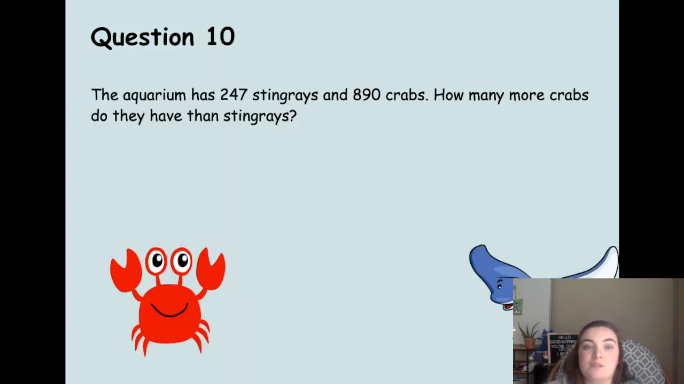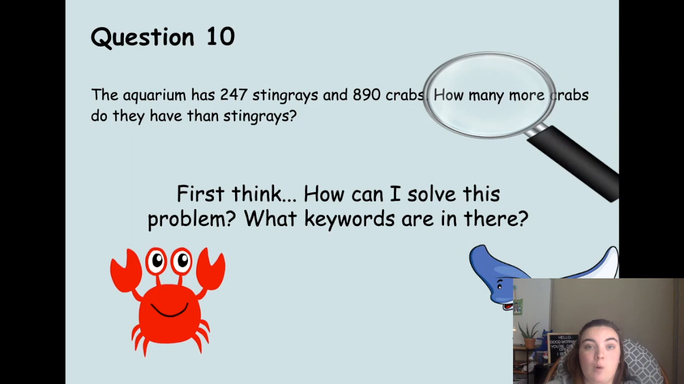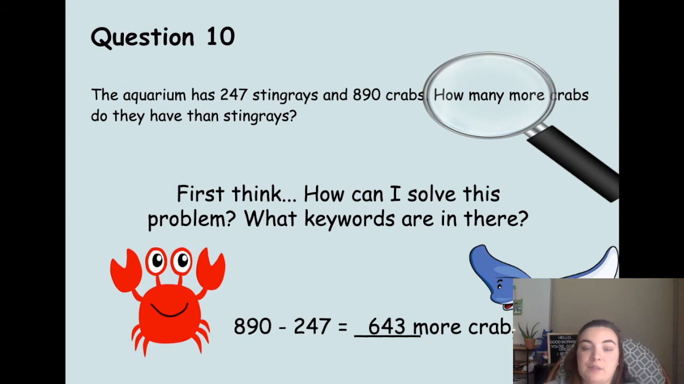The aquarium has 247 stingrays and 890 crabs. How many more crabs do they have than stingrays? So we have to think, how can I solve this problem, and what keywords are in the problem that I know will signal an operation? The first one I see is "how many more." So I know that I need to subtract, because we always start with the bigger number when we subtract. 890 minus 247 would give us 643 more crabs in the aquarium than stingrays.